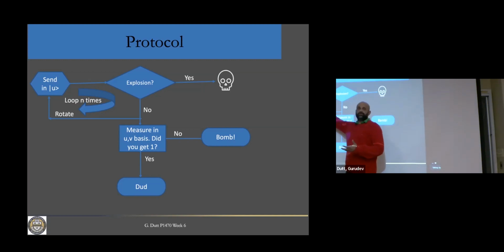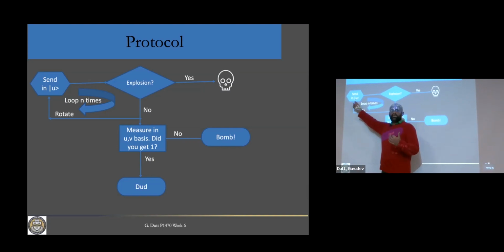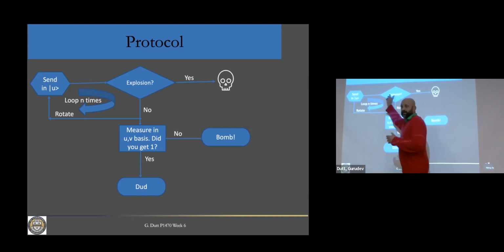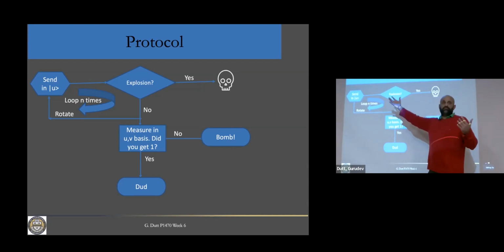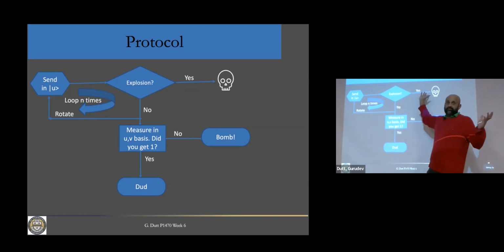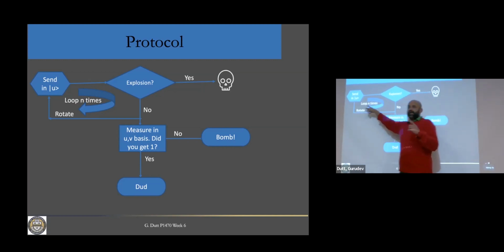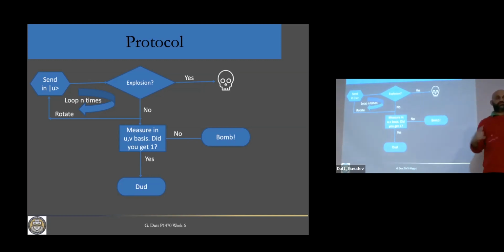It looks very identical to the protocol that we had for the original quantum bomb detector. But now, first of all, we're sending in a new state, not the plus state, but the U state. And then again, explosion, which is equivalent to measurement by the Turing machine, they're the same thing. If it explodes, then we are done. We have no option. But if we don't have an explosion, we rotate again. We repeat this protocol n times.